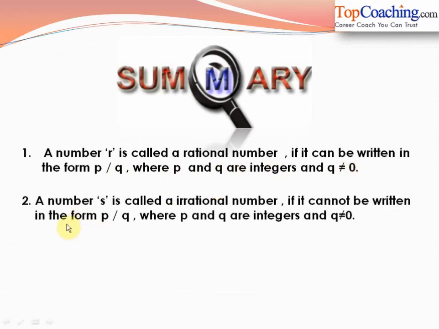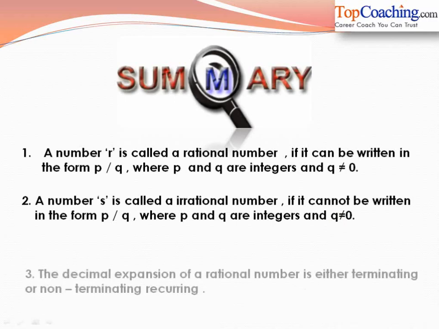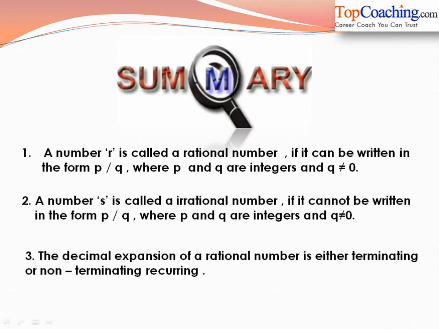The second is a number s is called an irrational number if it cannot be expressed in the form of p by q, where p and q are integers and q is not equal to 0. So any number which cannot be expressed in the form of p by q is known as an irrational number. The third point is the decimal expansion of a rational number is either terminating or non-terminating recurring.